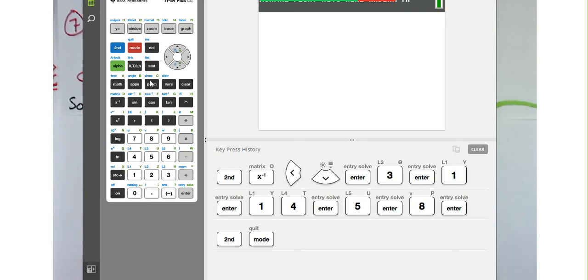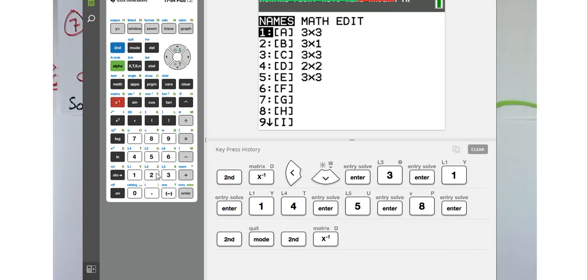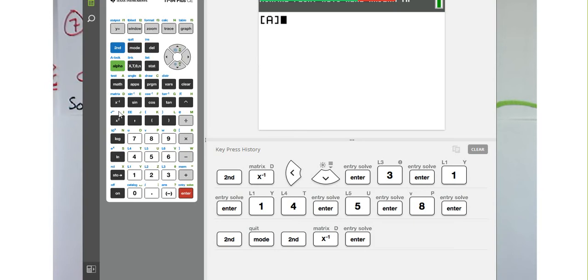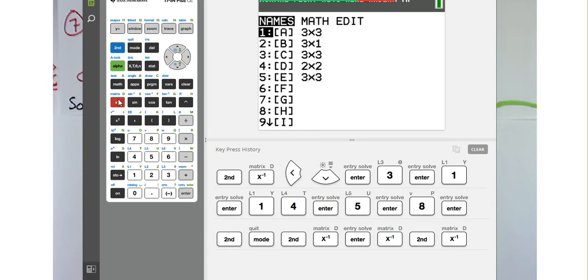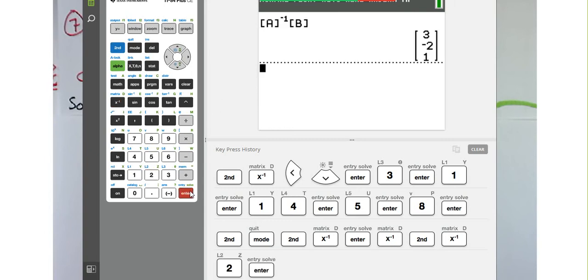To get my solution, all I need to do is A inverse times B. So second matrix, here's matrix A. Click the inverse key, and then do second matrix, and type the number 2 to get matrix B. A inverse B, that's my answer right there. Pretty cool. Very nice. There's a lot more to matrices that we'll cover in the next class.